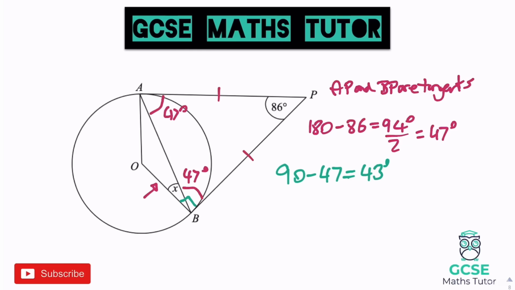The important part with this question is to make sure you write down all those reasons. So we would write that tangents meet at equal length, isosceles base angles are the same, and then our final reason for this bit of the working out, the tangent meets the radius at 90 degrees, and therefore we could do 90 take away 47.